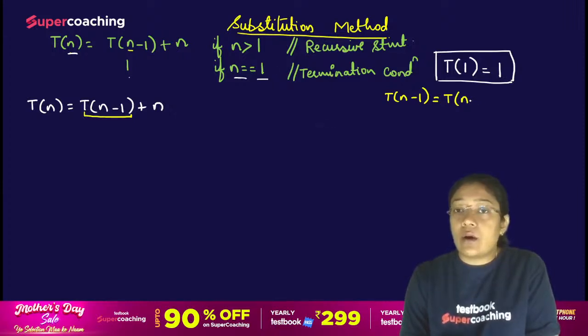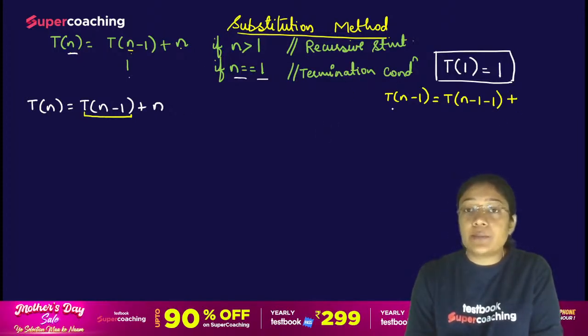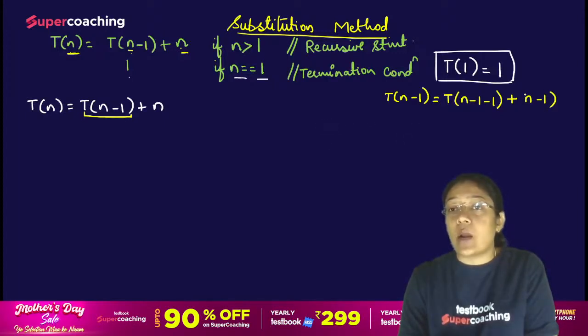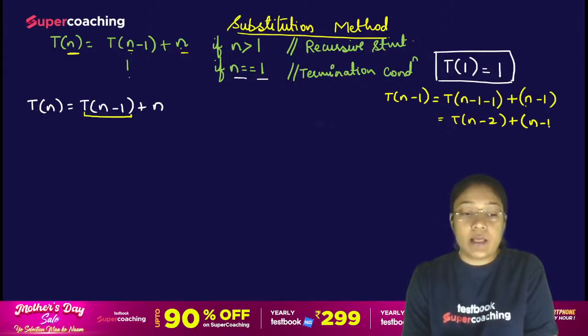n minus 1 at place of n, and minus 1 will come as it is, plus n की जगह पे अब हमारे पास हम किसकी वैल्यू कैलकुलेट, if here we had n, then it is returning plus n. Here we are calculating the value for n minus 1, so it will be returning n minus 1. So this is the value for t of n minus 1, that is nothing but t of n minus 2 plus n minus 1. Make sense?